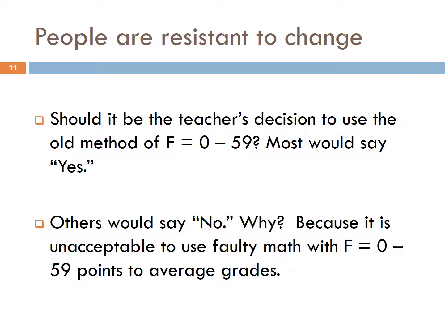People are resistant to change. Should it be the teacher's decision to use the old method of F equals 0 to 59? Most would say yes. Others would say no. Why? Because it is unacceptable to use faulty math with F equals 0 to 59 points to average grades.